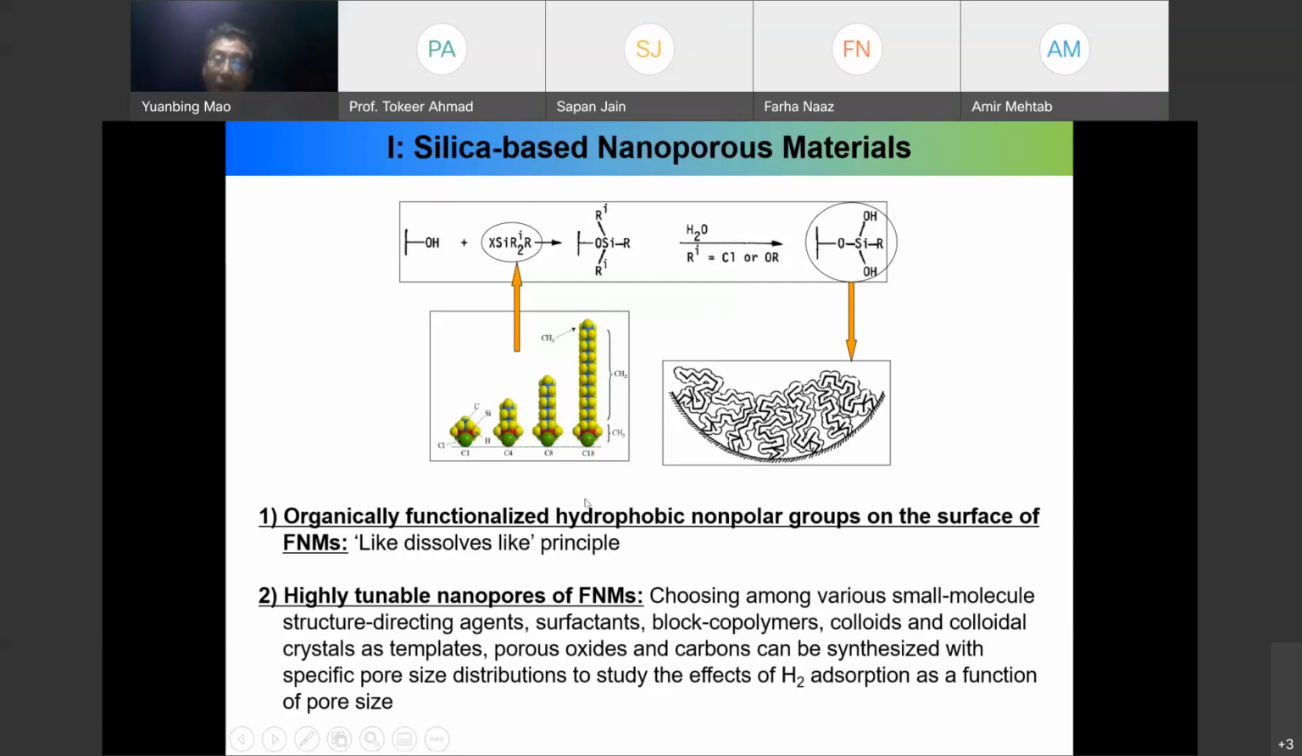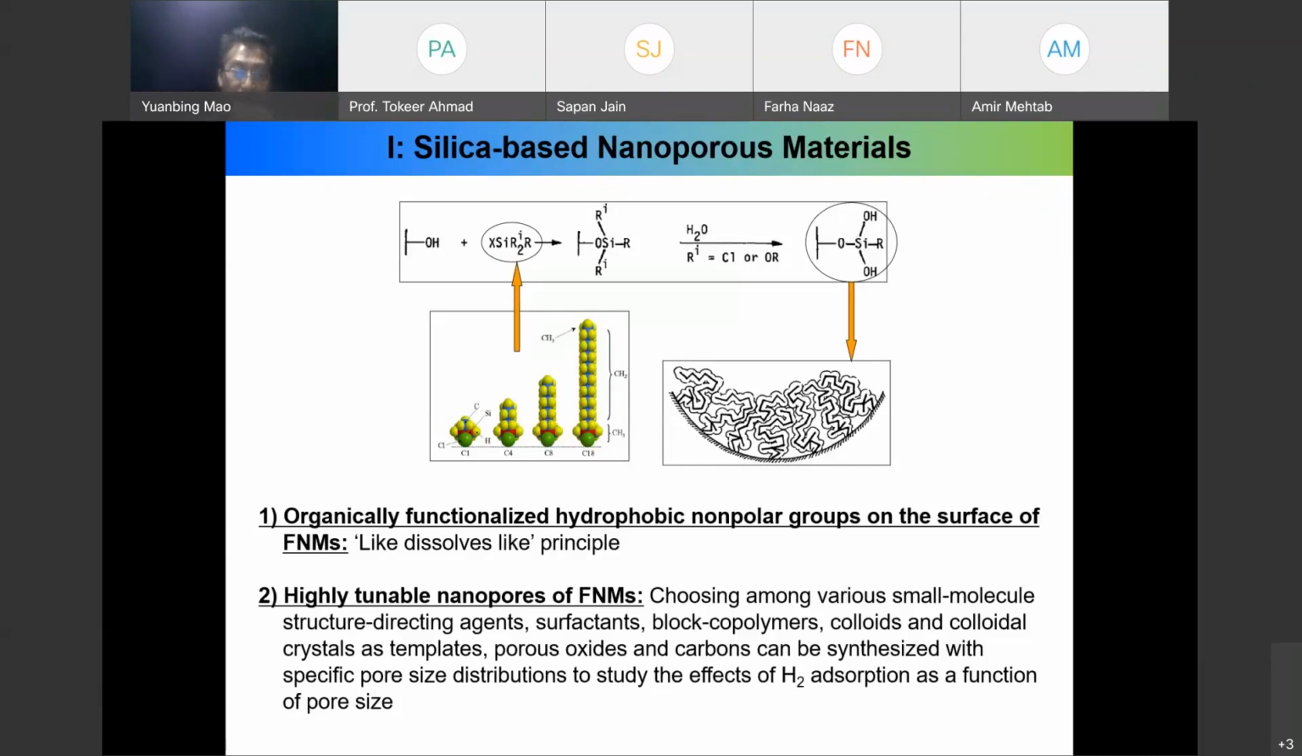So why did we consider that this type of organic molecule would help? Because those are hydrophobic, non-polar groups. And we know hydrogen is also non-polar. So we believe, as we all know, in the like-dissolves-like principle, the silica surface is not polar. That's why we thought this could solve this problem.